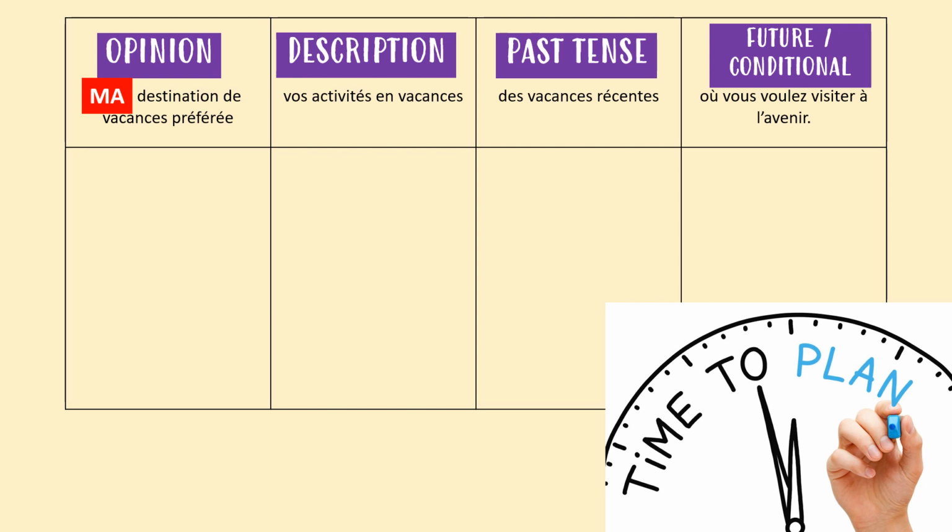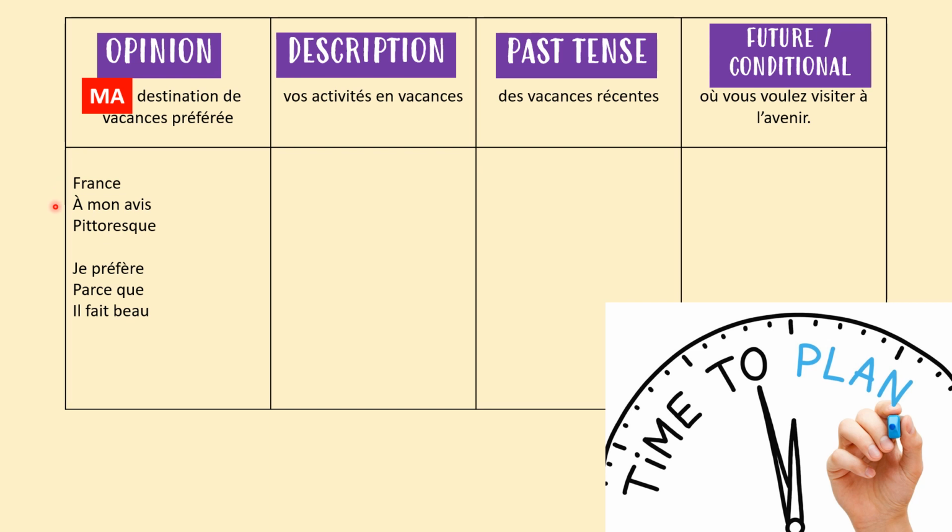So my first sentence will be ma destination de vacances préférée, my favourite destination of a holiday, est, and then I'll just put a country on the end of it. And I'll choose a country that I know. I'll choose maybe France because it's easy, or Italy because it's easy. Okay? And then I'm going to think about some reasons why, because I'm giving my opinion. So I'm going to choose France because it's an easy word to say.